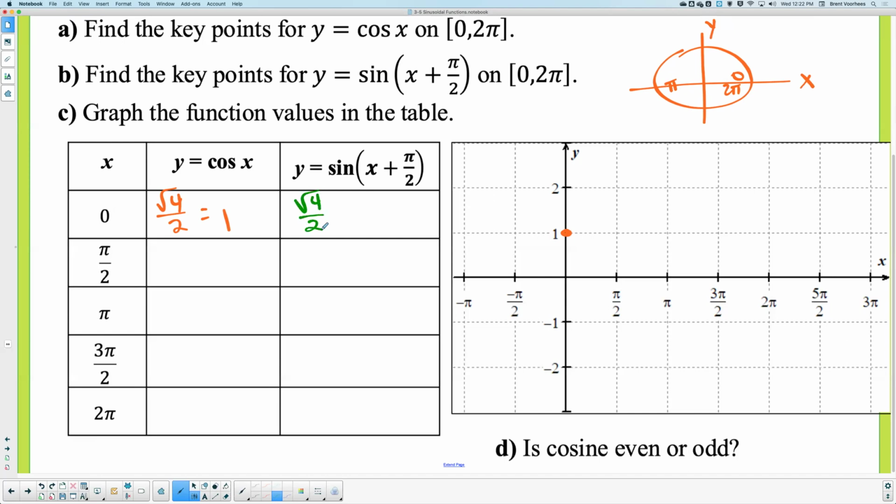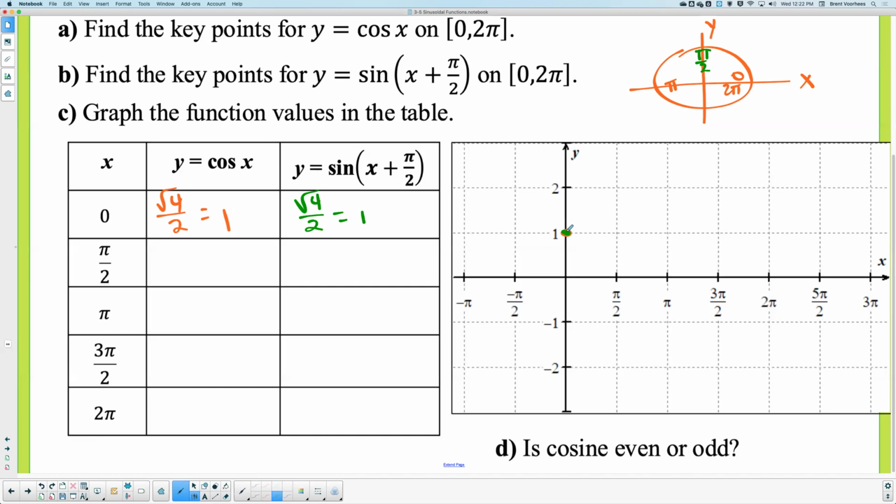Now this should make sense because on the unit circle, pi over 2 is located straight up. And when it's straight up, y is now at its maximum. Square root of 4 is its maximum over 2. I can reduce that. What is the square root of 4? 2. And 2 divided by 2 is 1. Cosine and sine of x plus pi over 2 have the same first point.